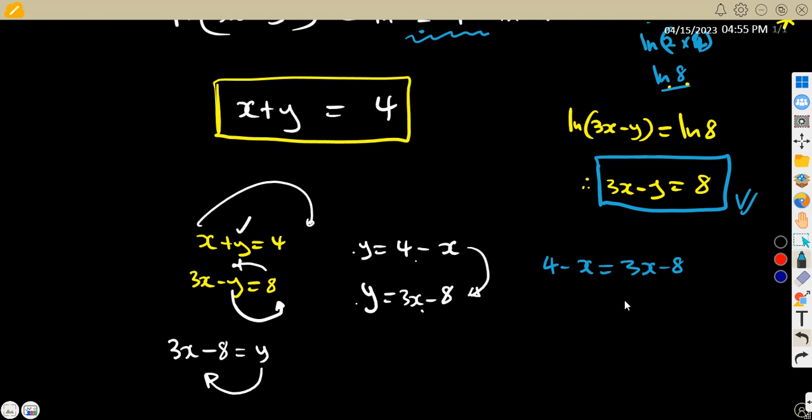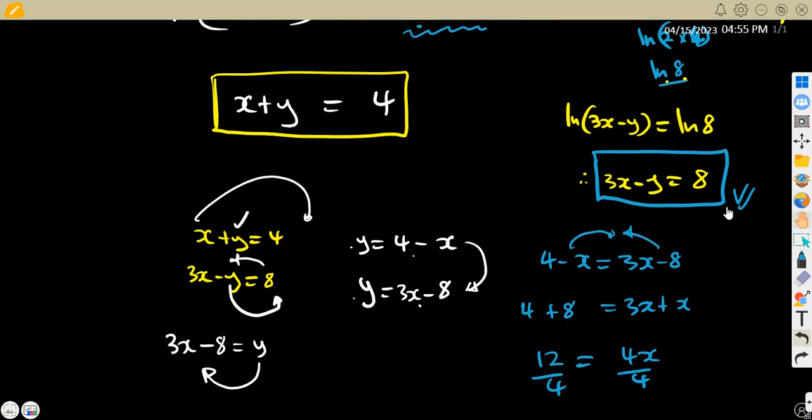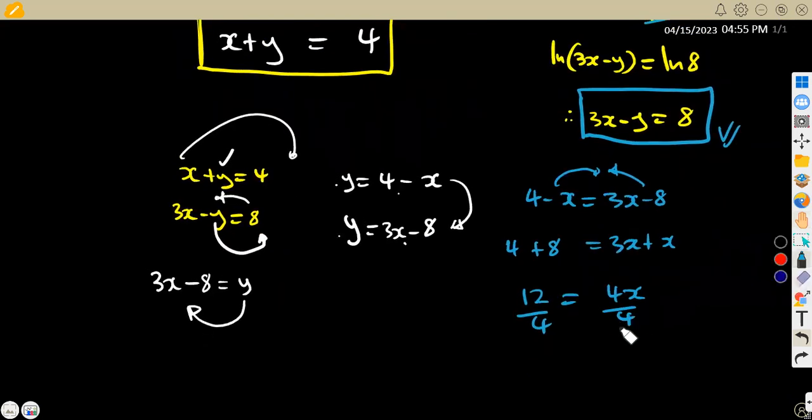All right. In this case, you can transpose this minus x to the other side. So it's going to be 3x plus x. Transpose minus 8 to the left-hand side. So it's going to be 4 plus 8. 4 plus 8, which is 12, is equivalent to 4x. Divide by 4, divide by 4, and we obtain the value of x. So our x is 12 divided by 4, which is equivalent to 3.